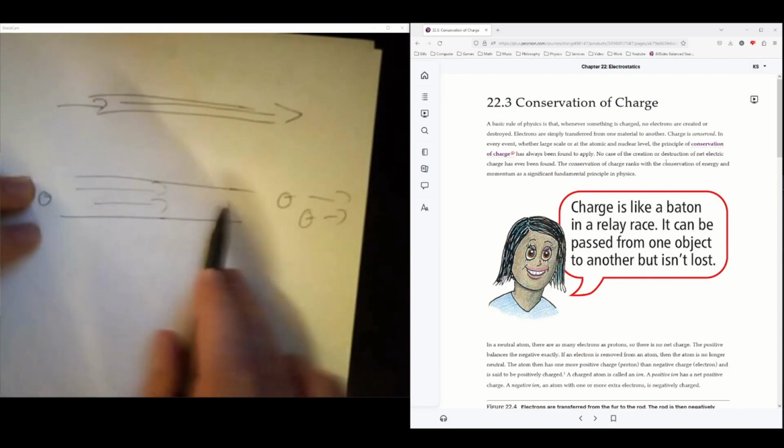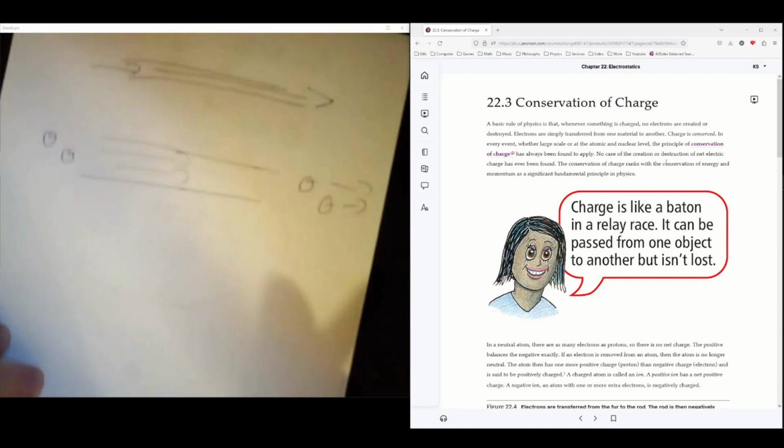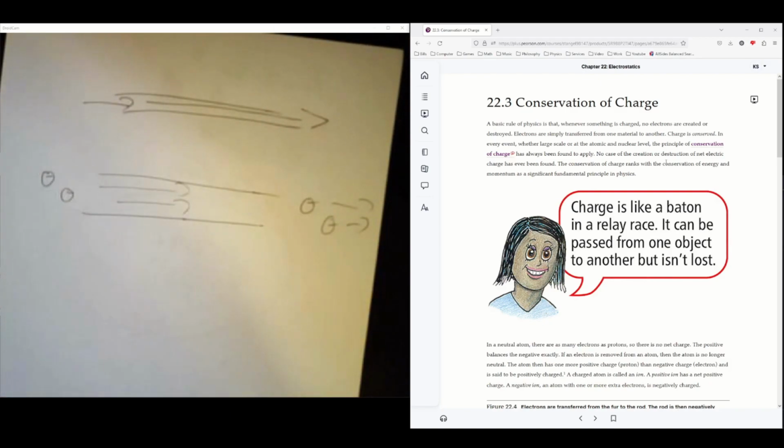The charge that goes in has to be the charge that comes out. We call that charge conservation. And what's our little bubble here? Charge is like a baton in a relay race. It can be passed from one object to another, but isn't lost. So, yeah, that's a good statement.